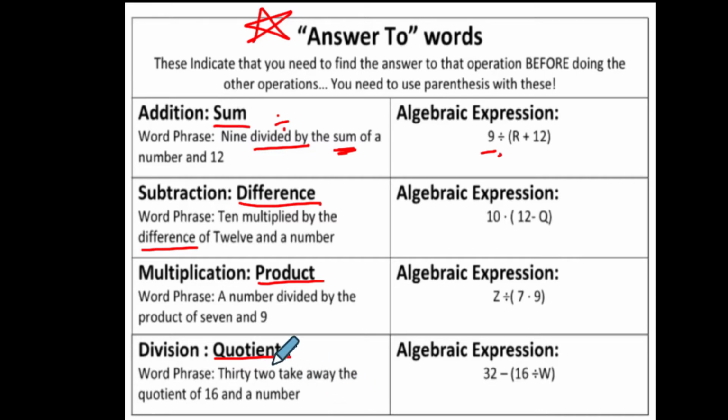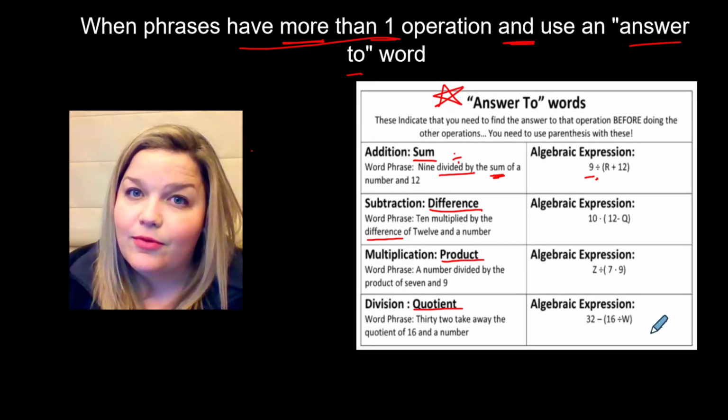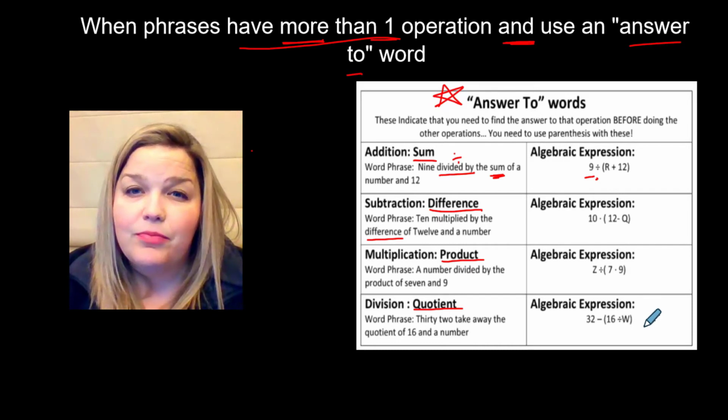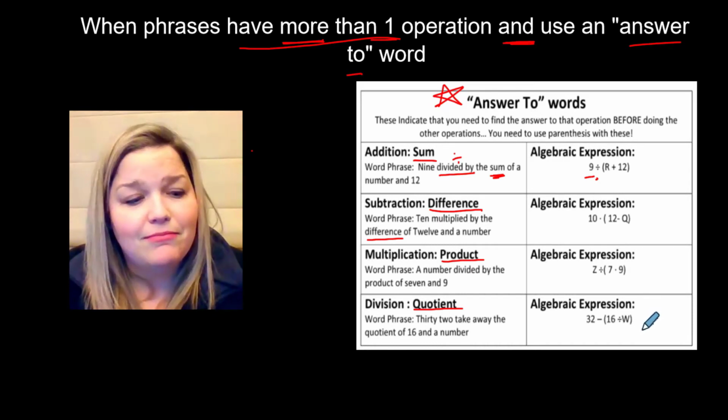And quotient: 32 take away the quotient of 16 and a number w. So we have 32 minus, and quotient means the answer to a division problem. So you need to put your parentheses around the 16 divided by w. Now, technically in this last example, you would still do 16 divided by w first because of the order of operations.